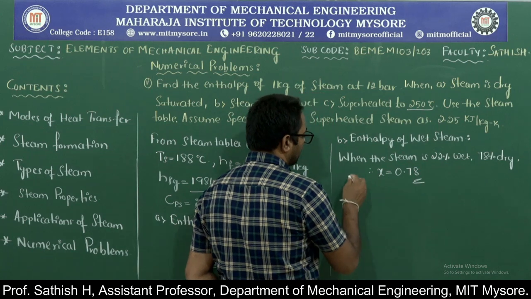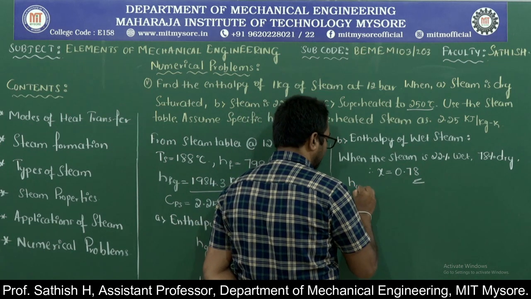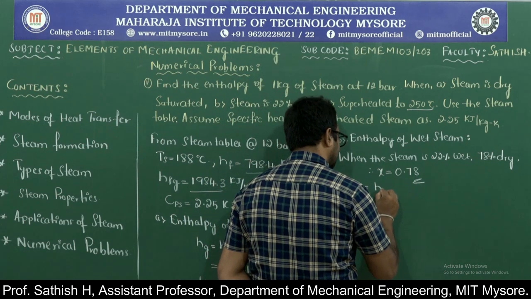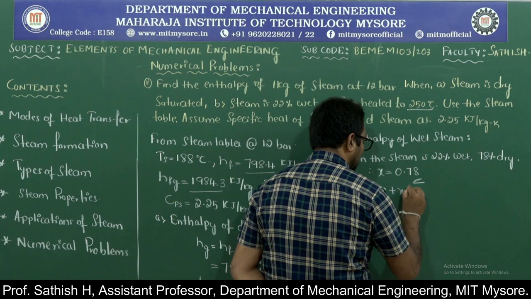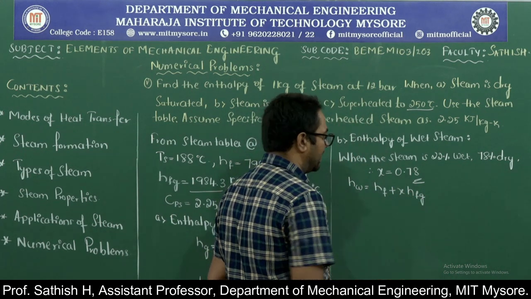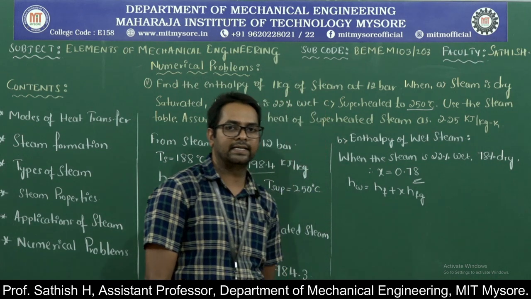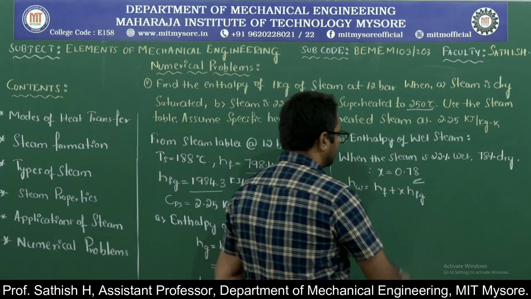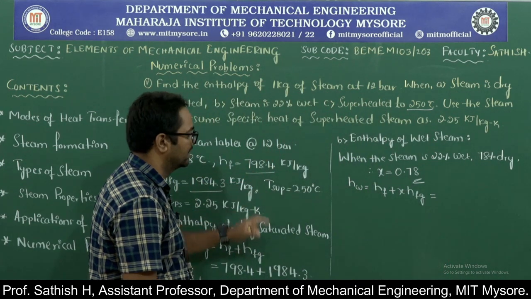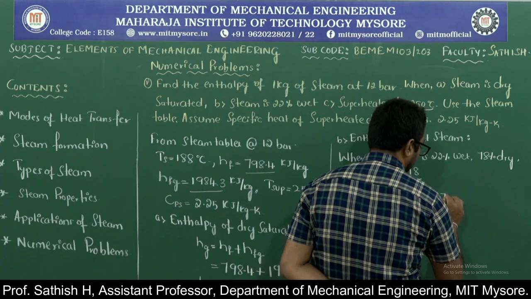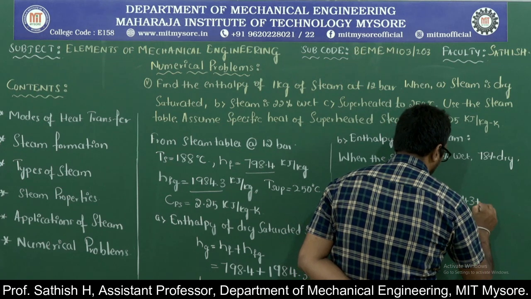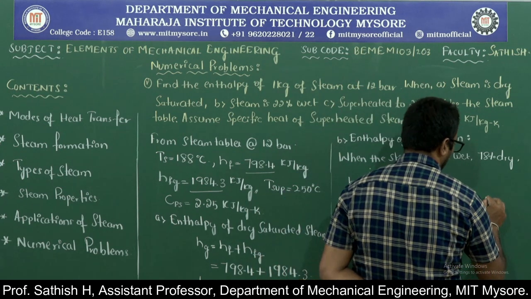Next we have this formula: Hw, the enthalpy of the wet steam, is equal to Hf, the sensible heat, plus x times Hfg, that is the dryness fraction x times the latent heat of evaporation. We need to substitute the values into this. What is Hf? We have taken from the data handbook, that is 798.43, plus what is the dryness fraction? 0.78.